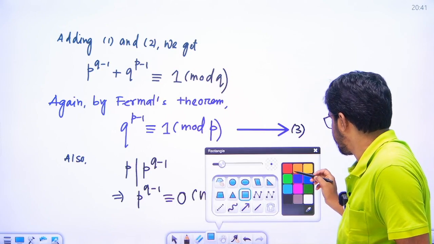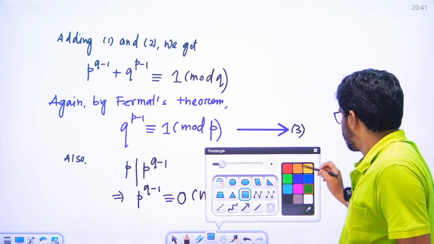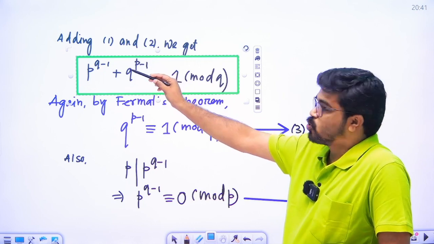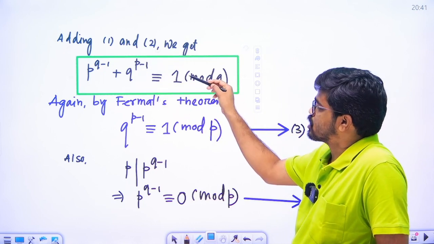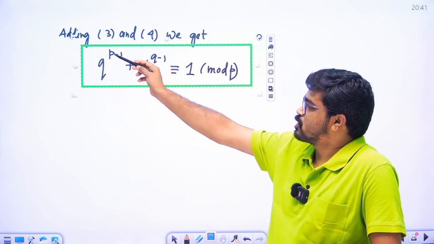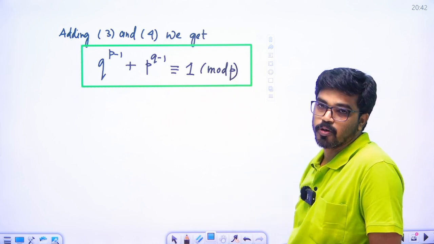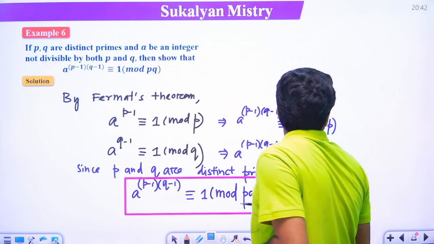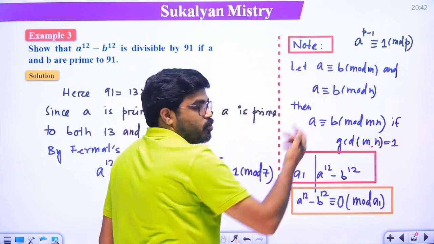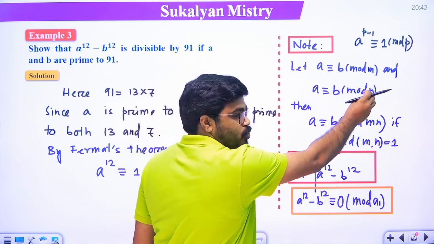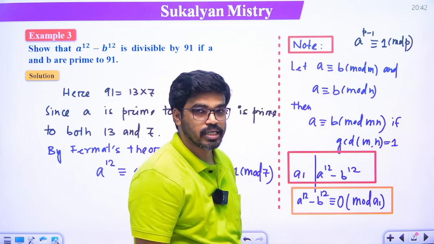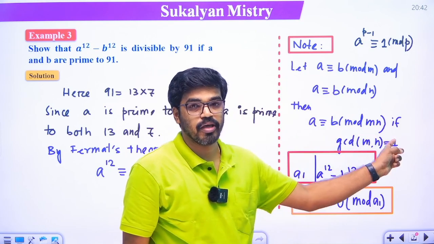Now just see this. Suppose p to the power q minus 1 plus q to the power p minus 1 is congruent to 1 modulo q. Again, p to the power q minus 1 plus q to the power p minus 1 is congruent to 1 modulo p. Just apply this: A is congruent to B modulo M and A is congruent to B modulo N. So A is congruent to B modulo what? Modulo MN. What is the condition? It is satisfied provided GCD of M and N is 1.